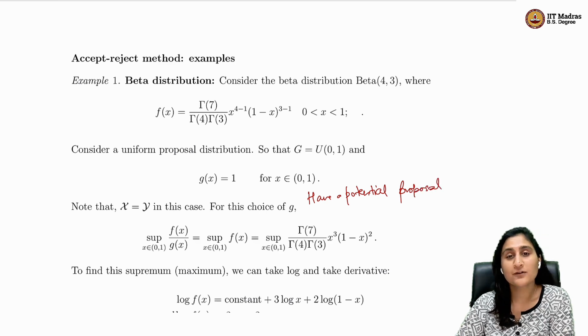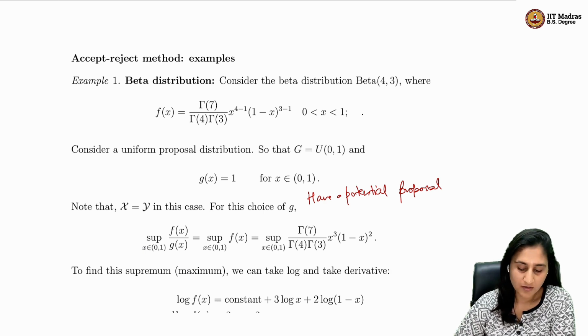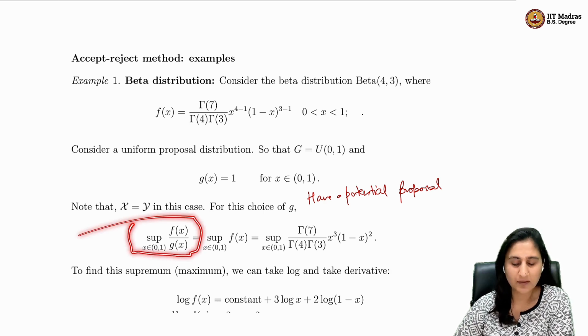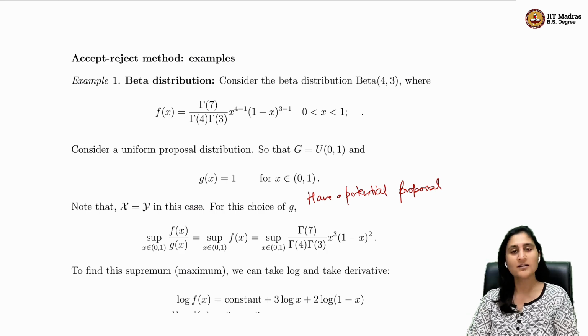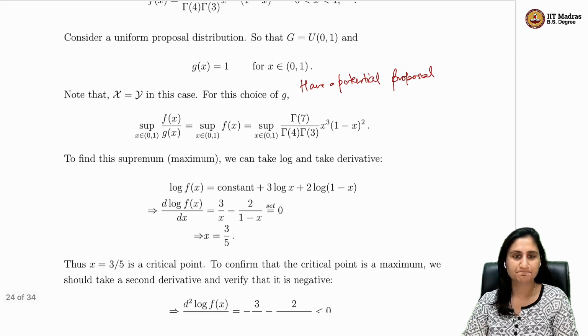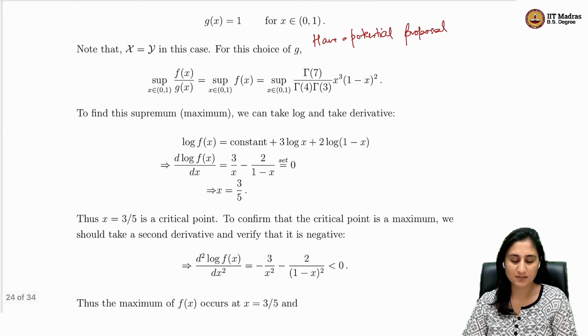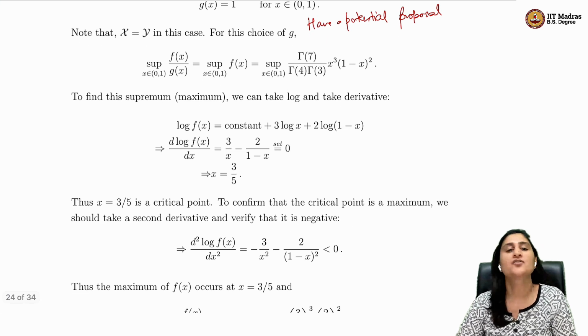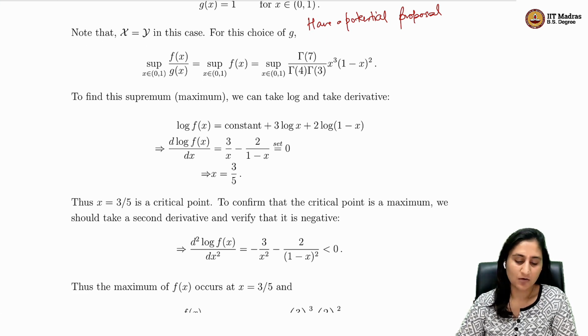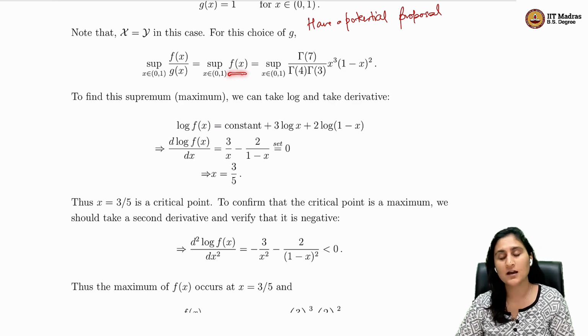right? But for it to be a valid proposal, I need to actually check whether sup f by g over [0, 1] is finite or not, right? So that's my next task. So let's take a look at sup f by g. Now, g of x is nothing but 1 in this case, and so this just becomes sup of f with x being in [0, 1]. And in this case, f of x, my target density, is exactly here.